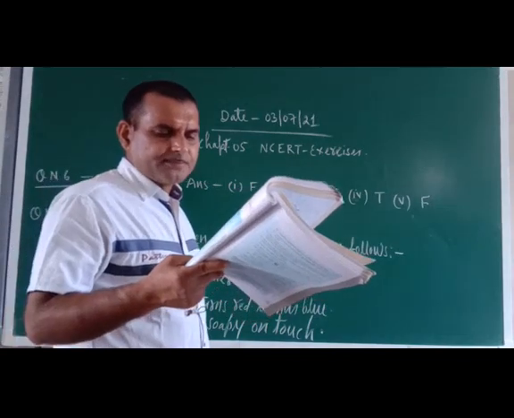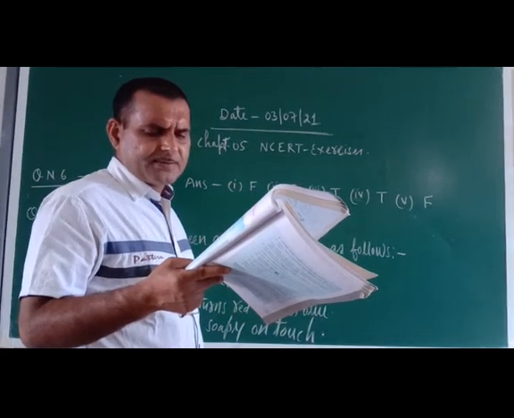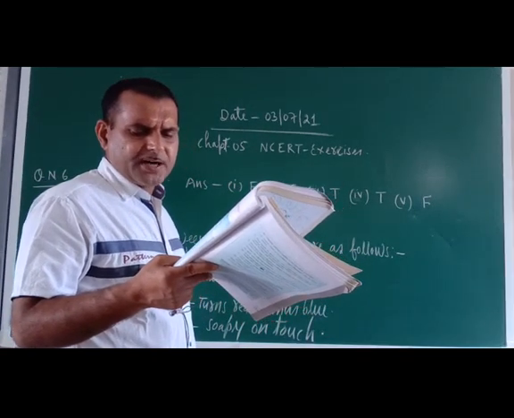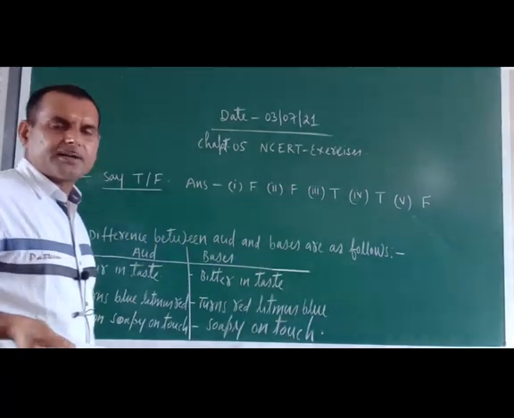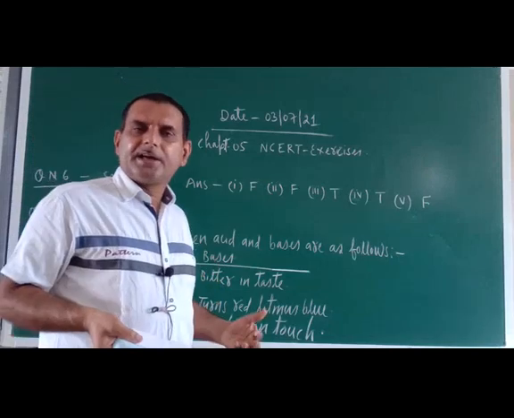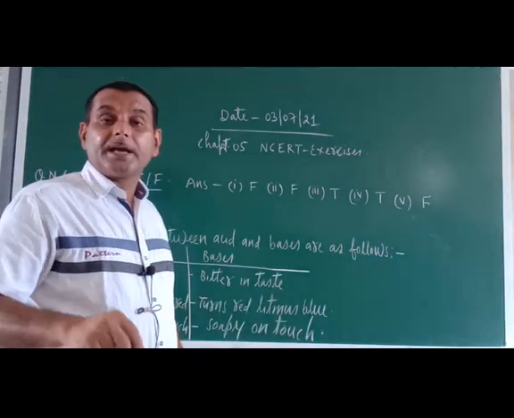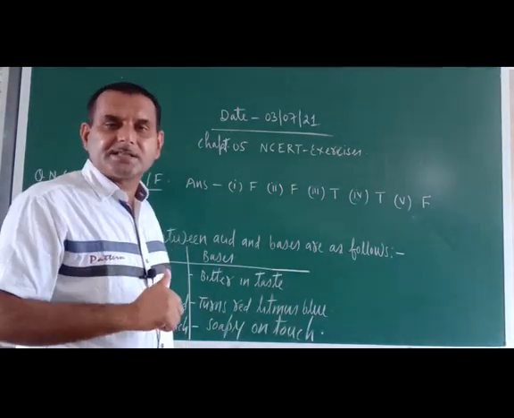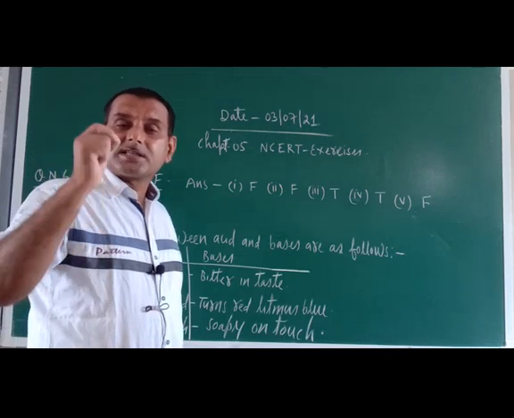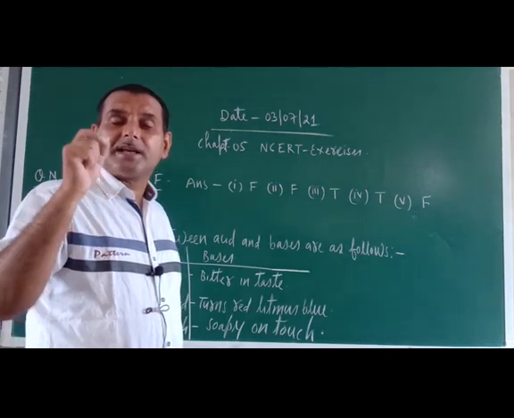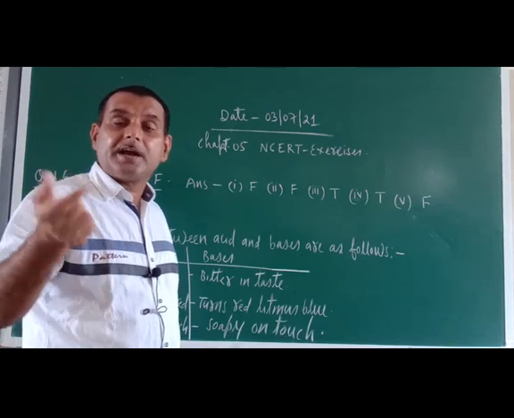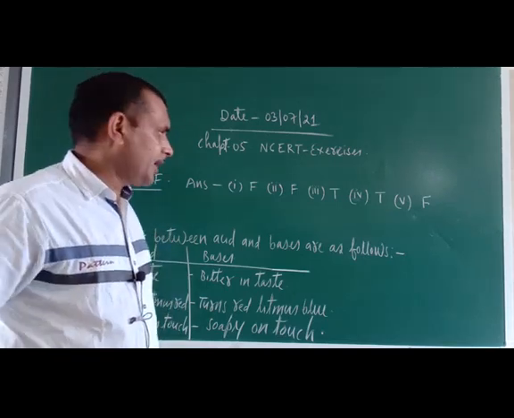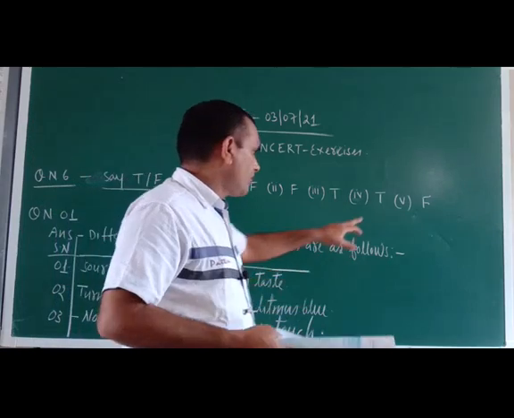Next one is: an indicator is a substance which shows different colors in acidic and basic solution. Correct? How do indicators distinguish between acids and bases? Indicators distinguish between acids and bases by producing different colors in acidic and basic medium. So this is true. The fourth one is true.